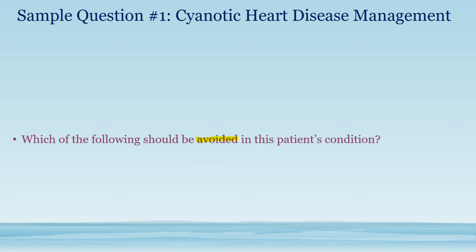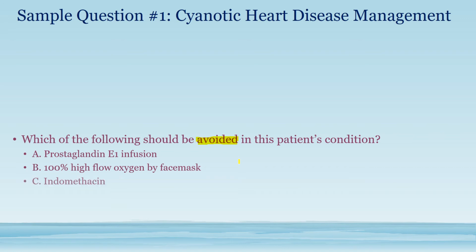So we're going to have a lecture on testing strategy, but the key word here is avoided. I'm sure you're all used to questions that say next best step in management, initial test, best test. Now we're switching it up. We're not picking the answer that fits best. We're picking the answer choice that doesn't fit at all. So when we're picking an answer in this question, we want to pick the one that's wrong, that should not work and should not be given in this patient. So first is prostaglandin E1, 100% high flow oxygen, indomethacin, an NSAID, breastfeeding, and surgery.